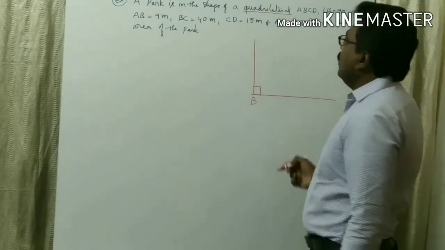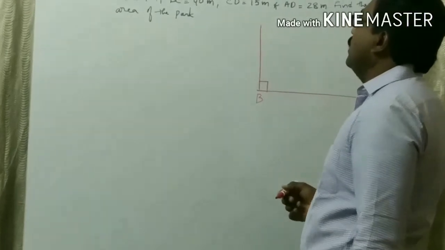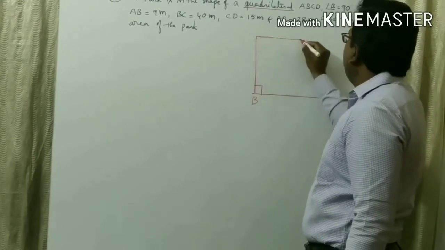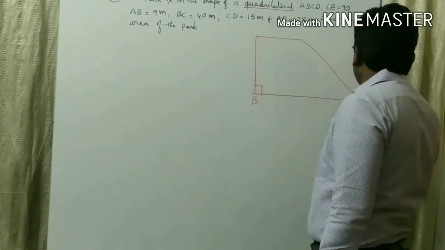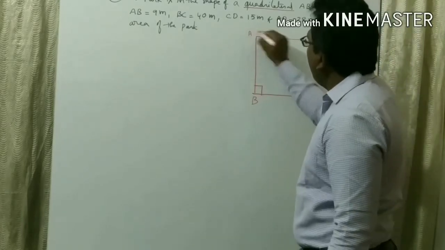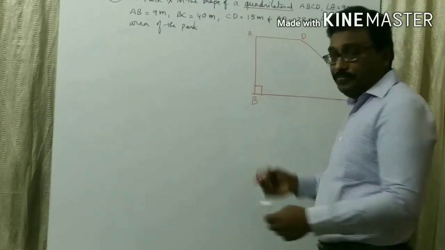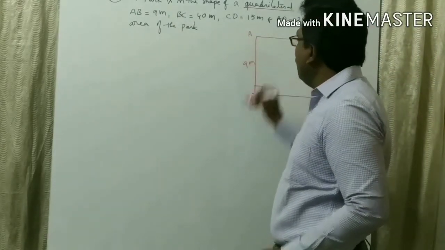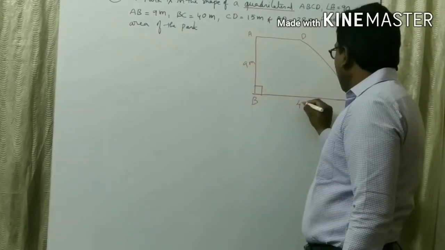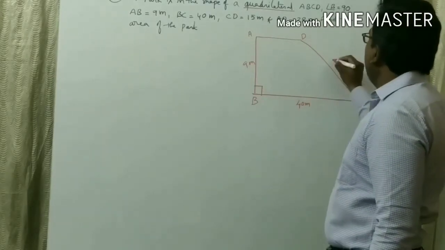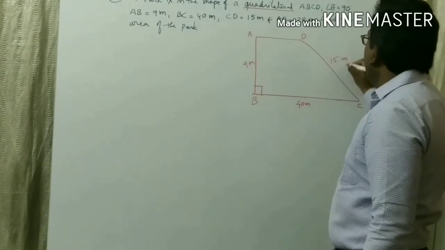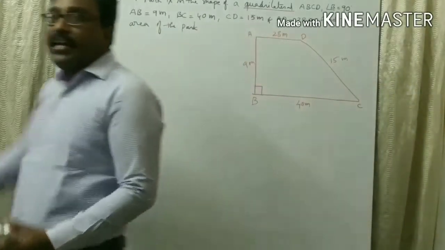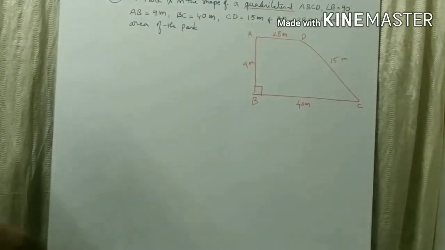You should not draw other lines perpendicular like this to make a rectangle or square. Now, the other sides: AB is 9 meters, BC is 40 meters, CD like that it is given. I am taking it like this. A, B, C, D. AB is 9 meters, BC is 40 meters, CD is 15 meters, and AD is 28 meters. Find its area.